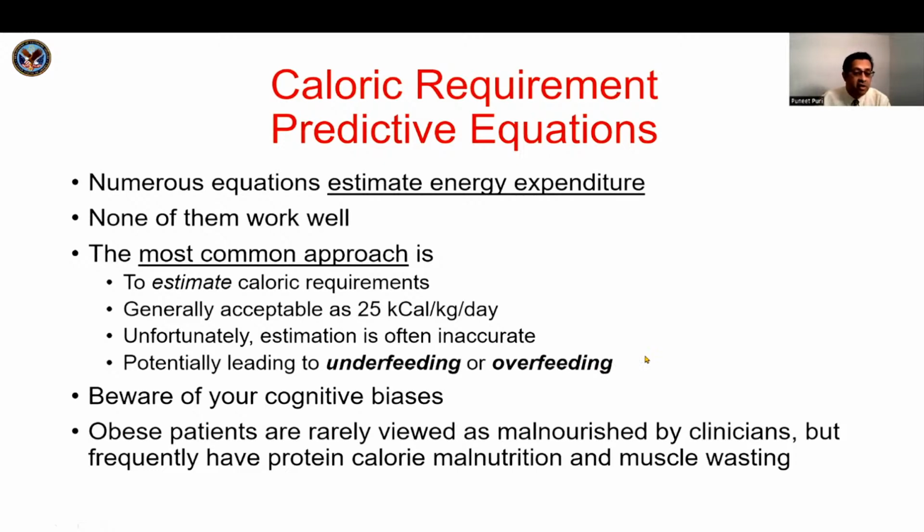We also have to be aware of our cognitive biases, meaning that obese patients are rarely viewed as malnourished by clinicians. However, frequently they do have protein calorie malnutrition and muscle wasting, especially when they have underlying chronic liver disease or advanced liver disease and have an acute insult, presenting with both acute and chronic starvation physiology in addition to an inflammatory milieu.